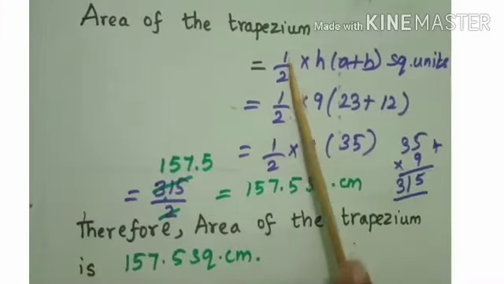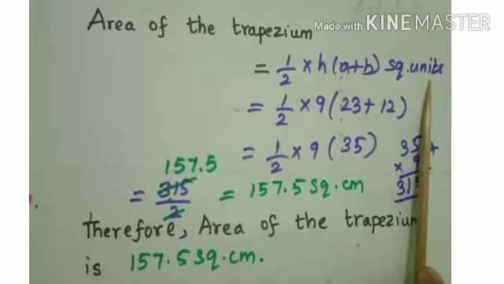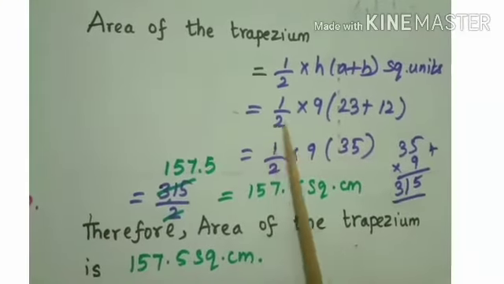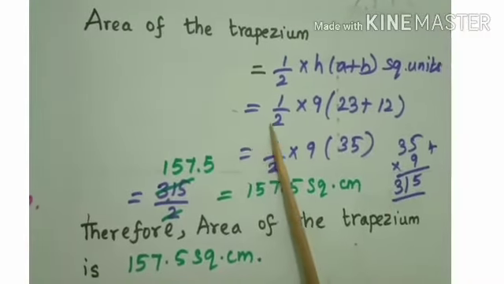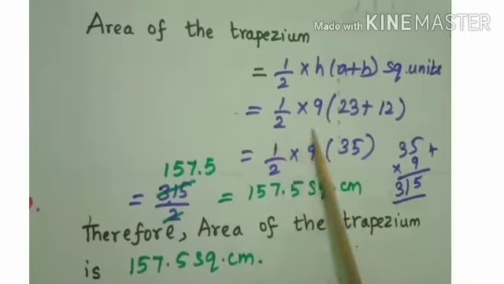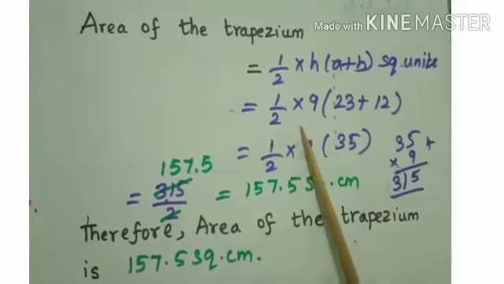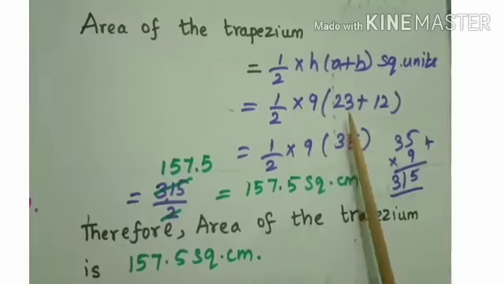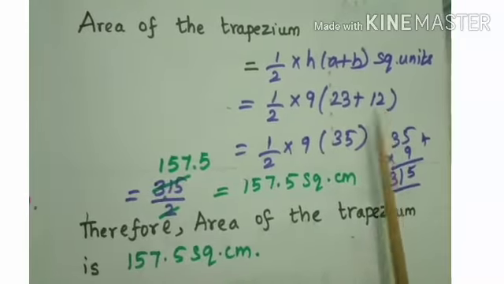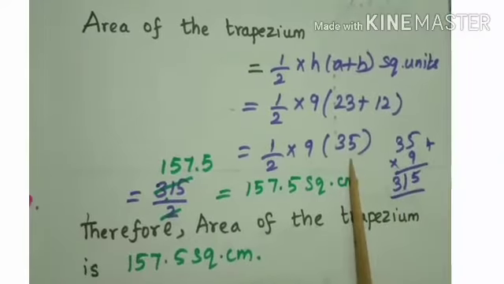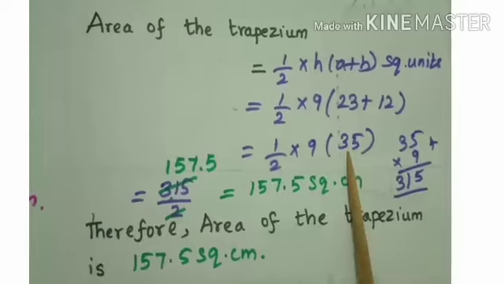Area of the trapezium is 1 by 2 into H into A plus B square units. So we know all the values of H, A and B. So substitute all the values here: 1 by 2 into 9 into 23 plus 12. So first, by using the BIDMAS rule, find the value within the bracket. That is 23 plus 12 is 35. Now 1 by 2 into 9 into 35.